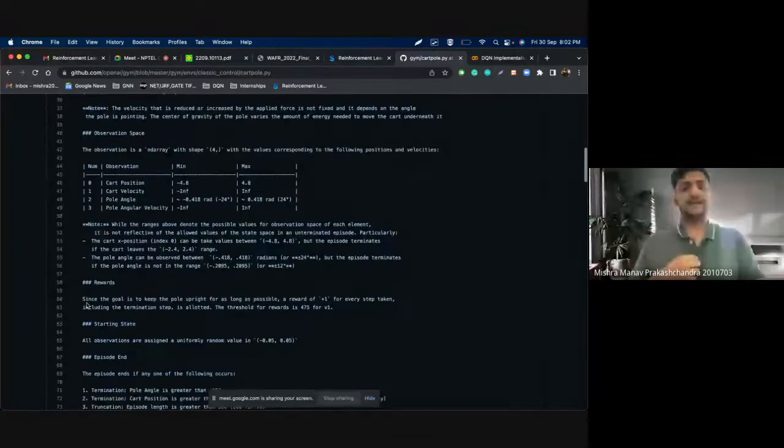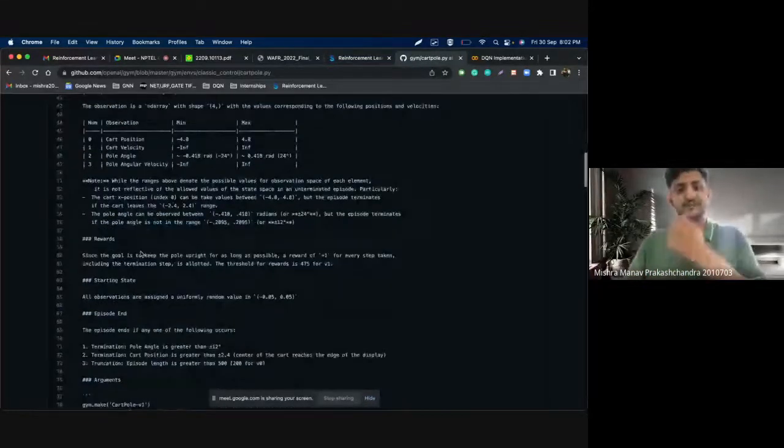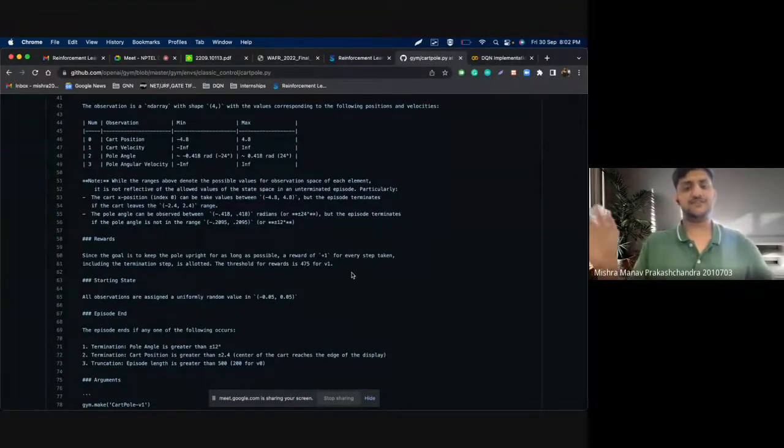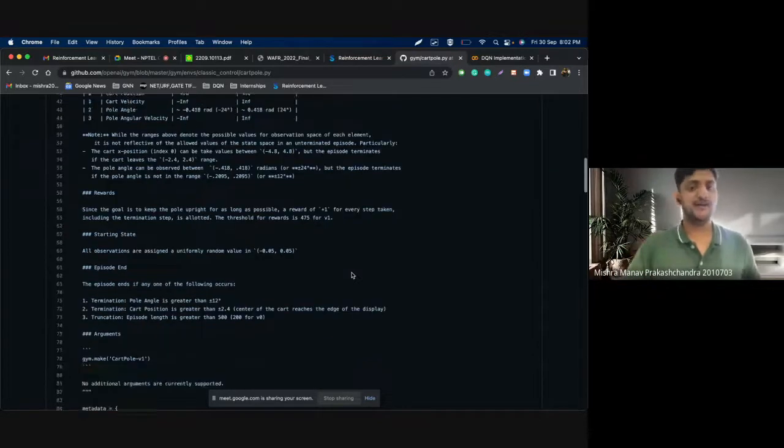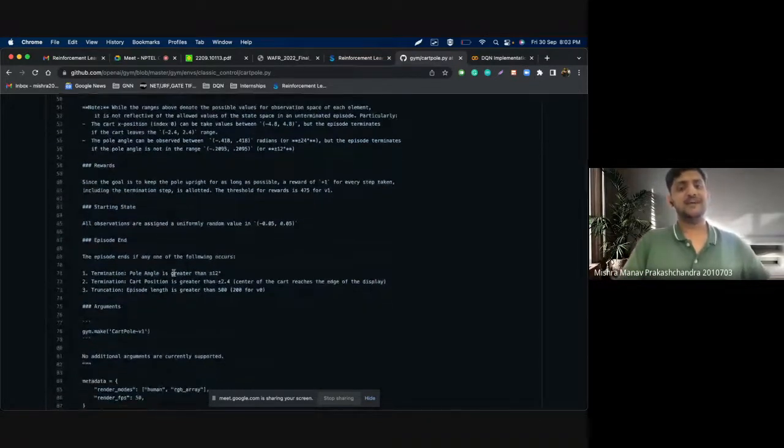The reward is as follows: since the goal is to keep the pole upright for as long as possible, a reward of plus 1 for every step taken, including the terminal state, is allotted. The threshold of the reward is 475 for version 1 of the problem. For each time step that the pole is upright, you get a reward of plus 1. If it falls down, the episode ends and you start over again. The episode ends if the pole angle is greater than plus or minus 12 degrees. So it's not 24, it's 12 degrees. The threshold is 12 degrees.